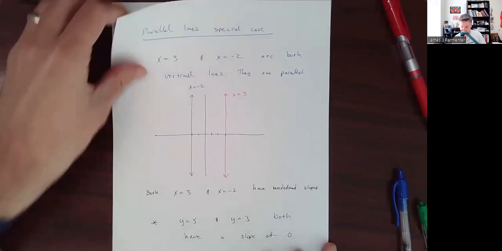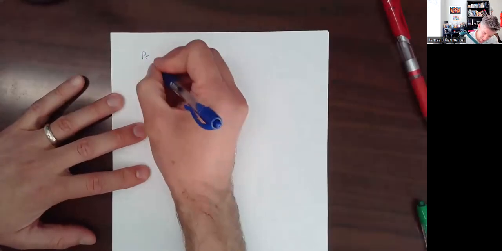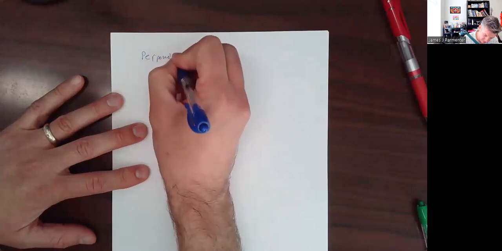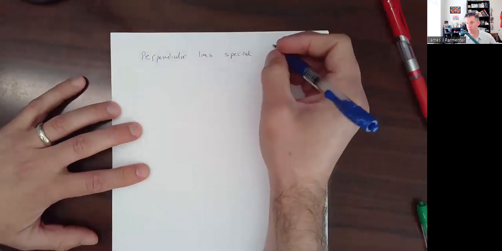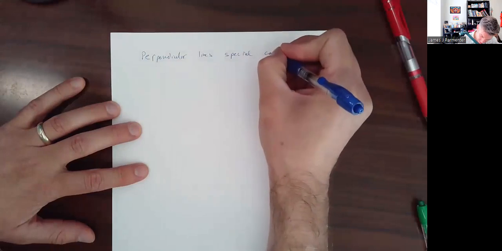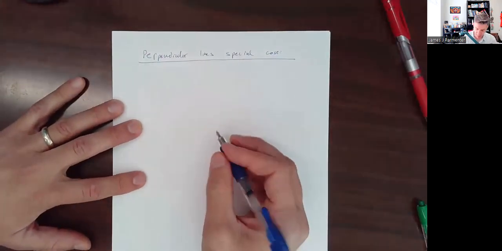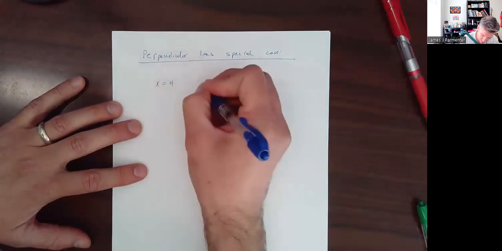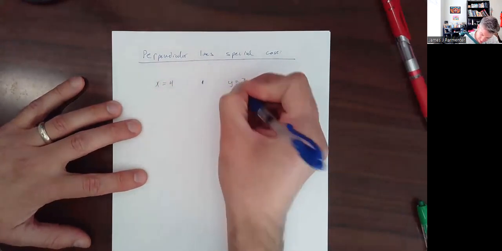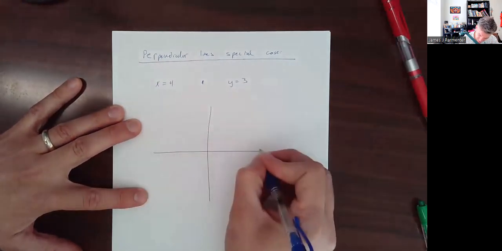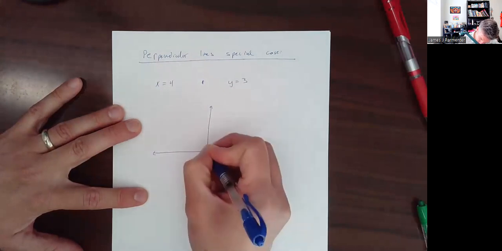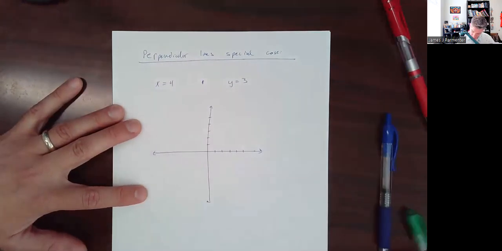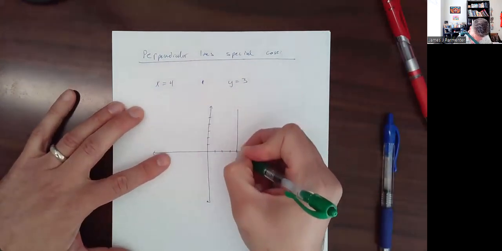The other special case is perpendicular lines. So we have a perpendicular line special case, and it also involves a vertical line. Vertical lines are always problems. The special case here is, for example, the line x equals 4 and y equals 3. If we graph those, so 1, 2, 3, 4, 5, and 1, 2, 3, 4, 5, here's the line x equals 4. Good old vertical line.